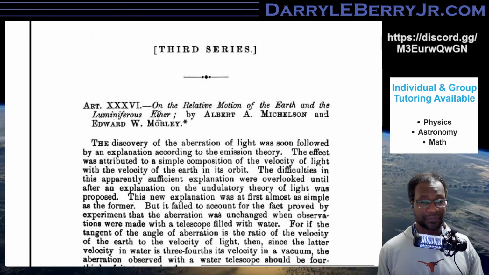So the title of the paper: On the Relative Motion of the Earth and the Luminiferous Ether. The understanding was that light moves in a certain wave fashion, which the paper will call the undulatory theory. Other people focused on the emission theory, like shooting a bunch of particles. Ironically, we hold both of them now.